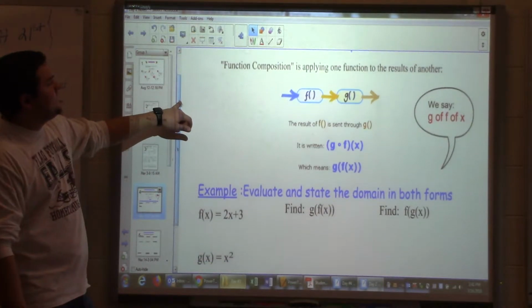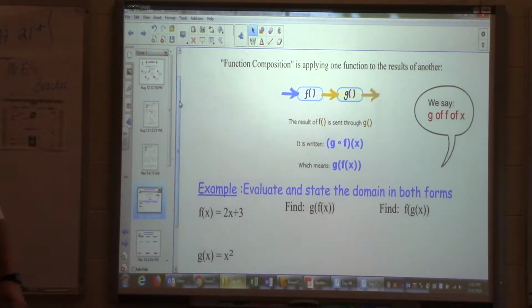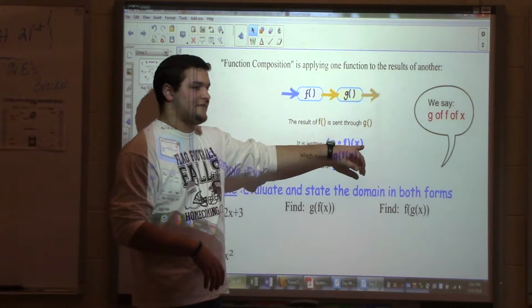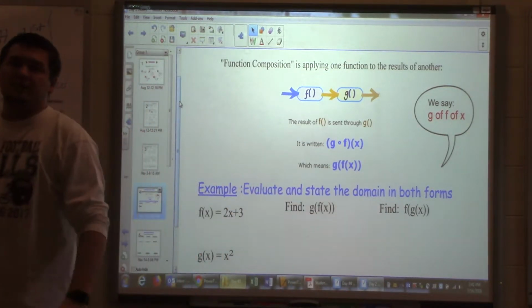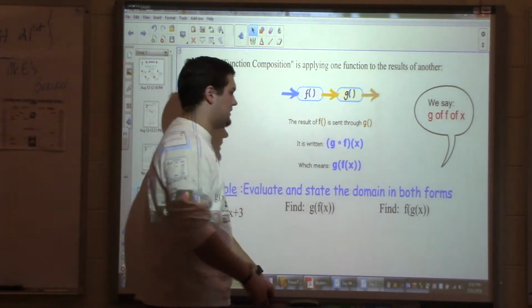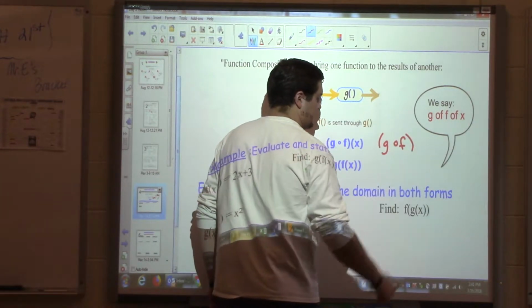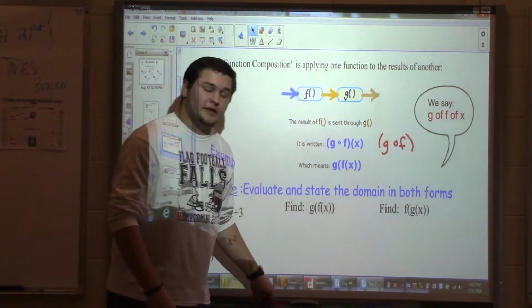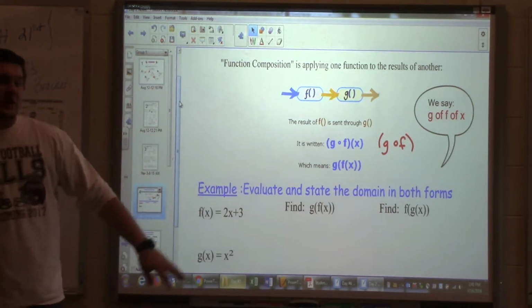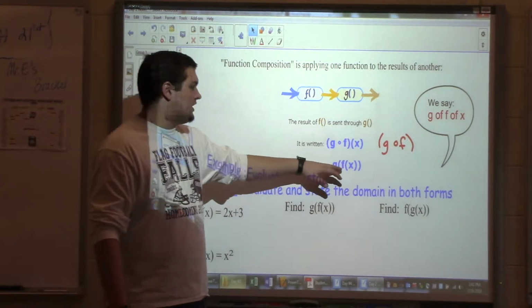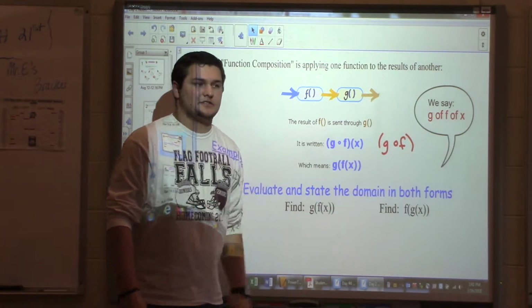So, function composition is the applying of one function to another. We read it as f of g of x, or g of f of x in this case. You'll see it written both of these ways, as well as like g of f. That's a terrible way of writing it, but you'll see it written in any of these three ways. They all mean the same thing.